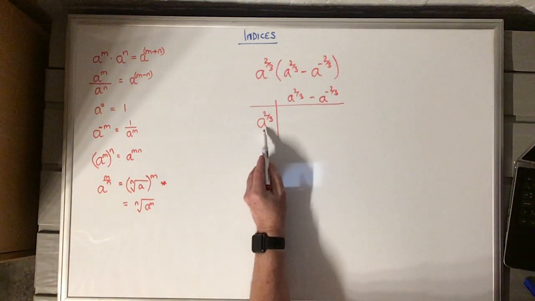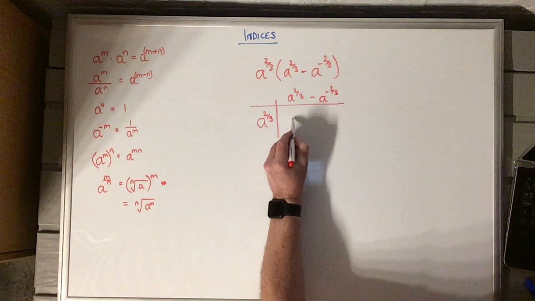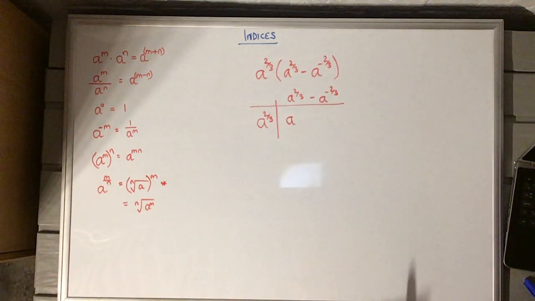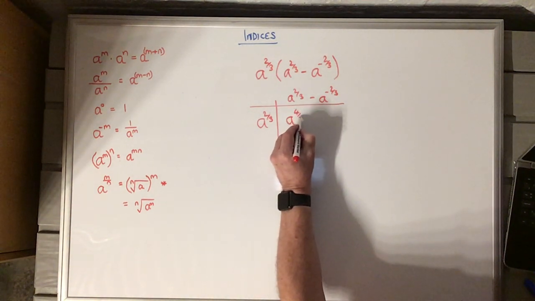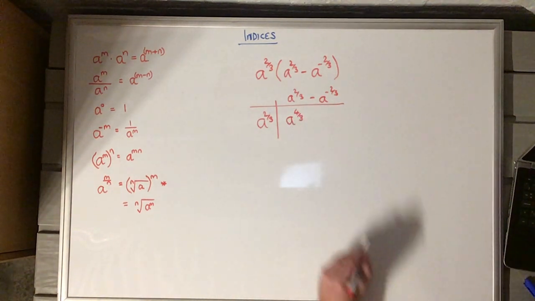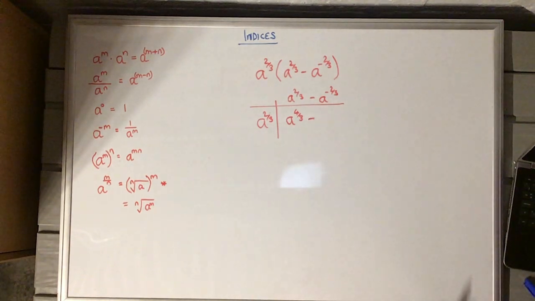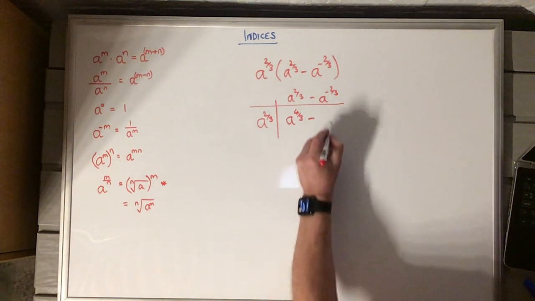Well, first bit, we multiply together, so we add the powers. 2/3 plus another 2/3. Well, that means we have 4/3. So that's 4/3. Minus a to the power 2/3 times a to the minus 2/3. Well, we add the powers again. So 2/3 plus negative 2/3. That gives me 0. So that's a to the power 0.